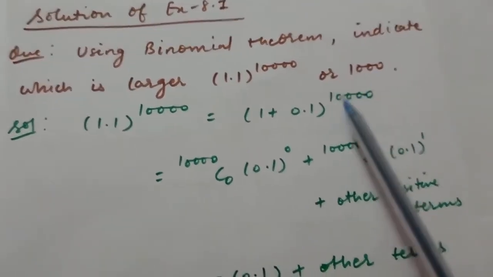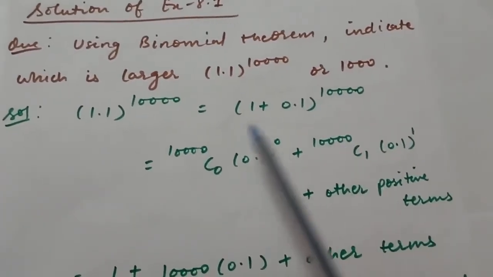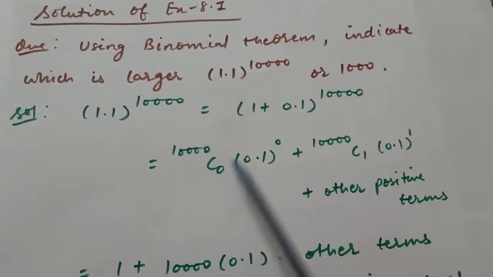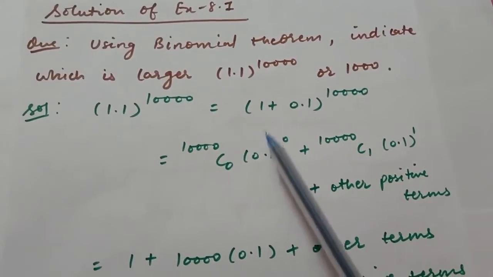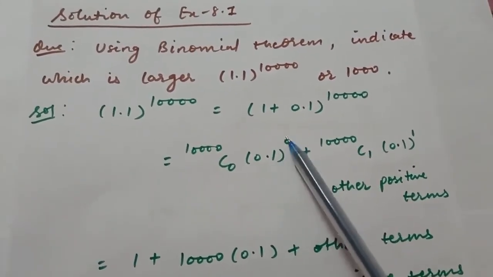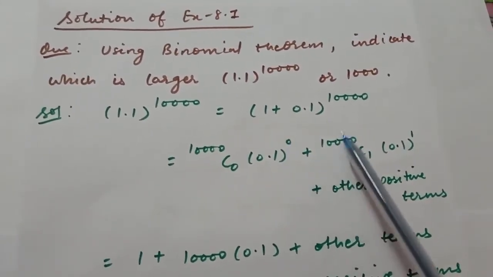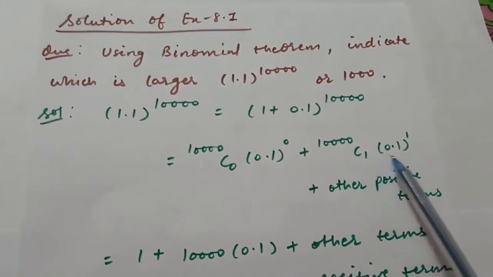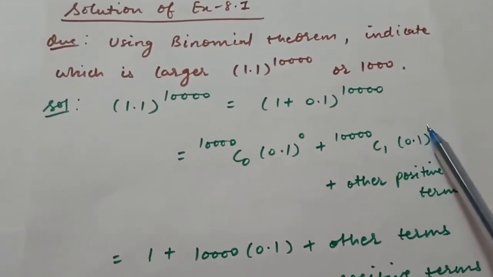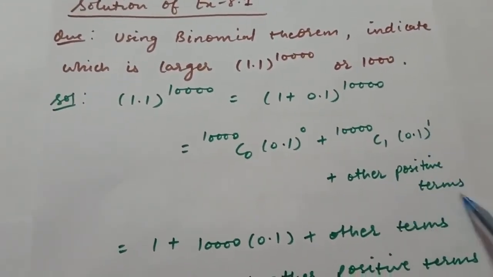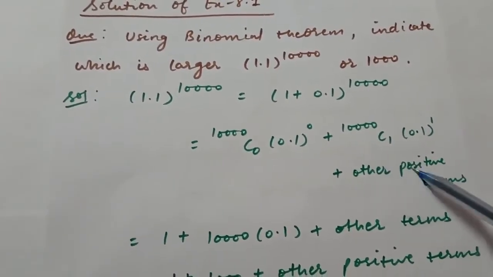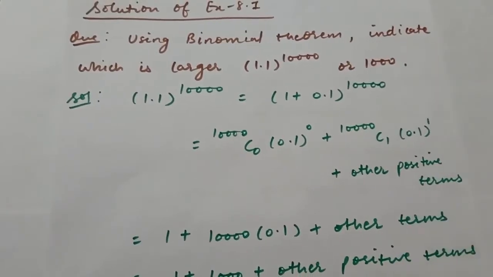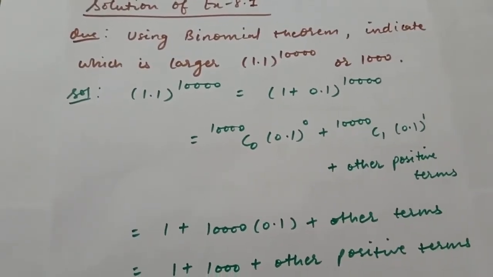Now expand this using binomial theorem. So 10,000C0, we are not writing the powers of 1 because it is 1 only. 0.1 raised to the power 0 plus 10,000C1, 0.1 raised to the power 1 plus other positive terms. Because we will not need the next terms, we are just writing other positive terms. Also the other terms will come positive only.